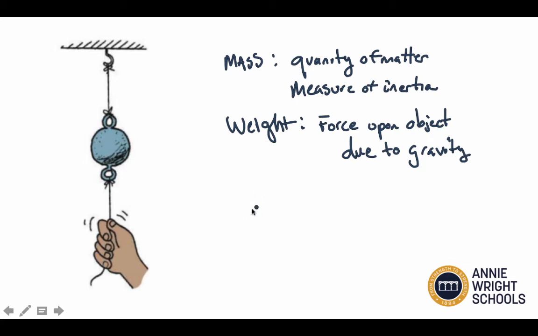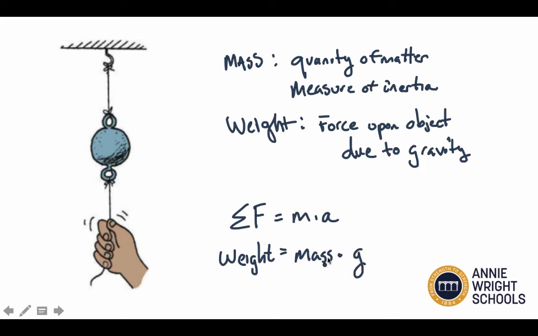So Newton's second law says the sum of the forces equals mass times acceleration. I gave you a formula before this test that said weight equals mass times gravity. If gravity is an acceleration, mass is mass. Do you see that weight is a net force? Weight is a force acting on you in that one direction.